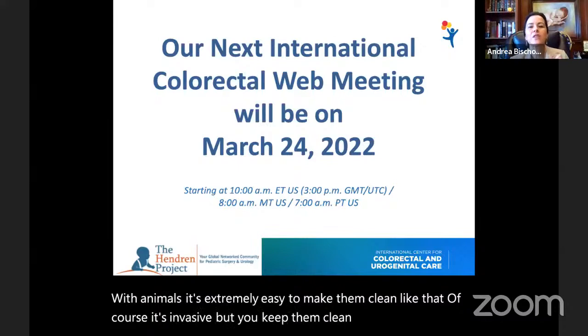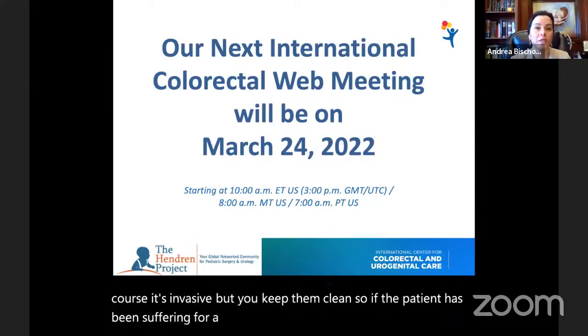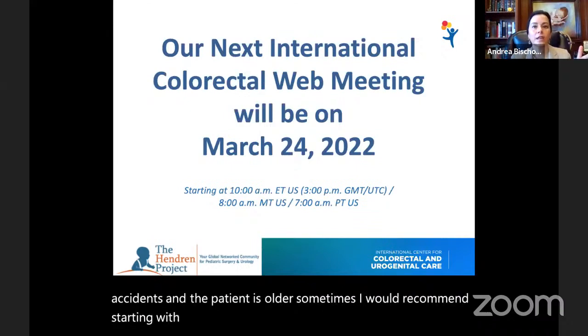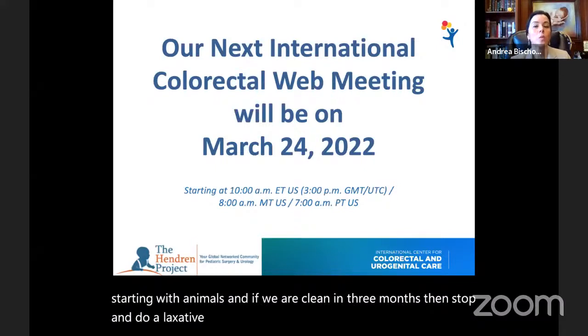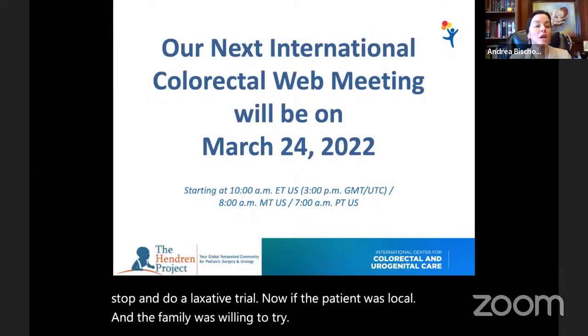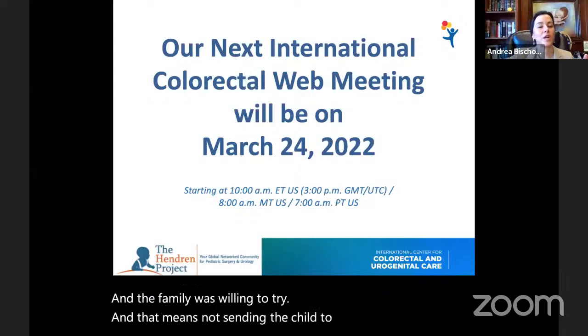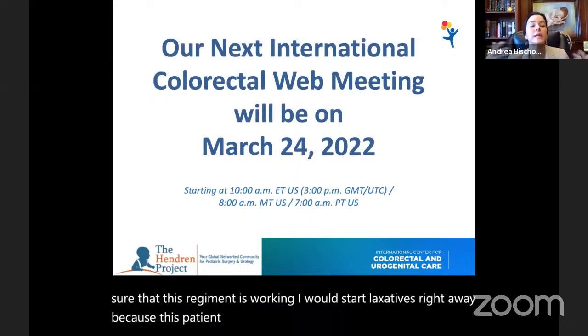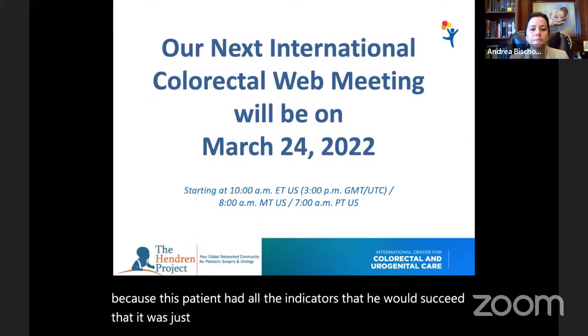So if the patient has been suffering for a long time, or is also having stool accidents and is older, sometimes I would recommend starting with enemas. And if we are clean in 3 months, then stop and do a laxative trial. Now, if the patient was local and the family was willing to try, and that means not sending the child to school until we are 100% sure that this regimen is working, I would start laxatives right away, because this patient had all the indicators that he would succeed, that it was just a case of constipation.